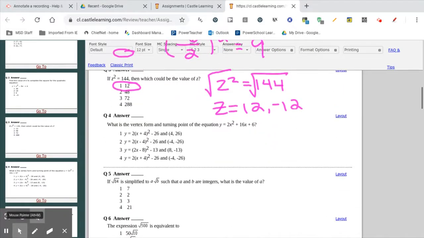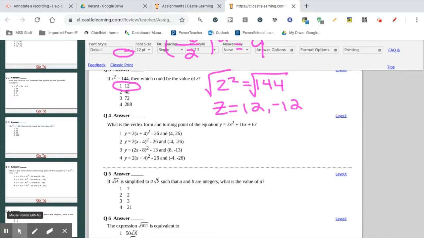Okay, moving forward. What is the vertex and turning point of the equation? So there's 2 ways to do this. You could put the equation in your y equals in your calculator, or you can complete the square. Before we do either of those, I'm just going to take a look at these equations and their vertexes to make sure that they check out.